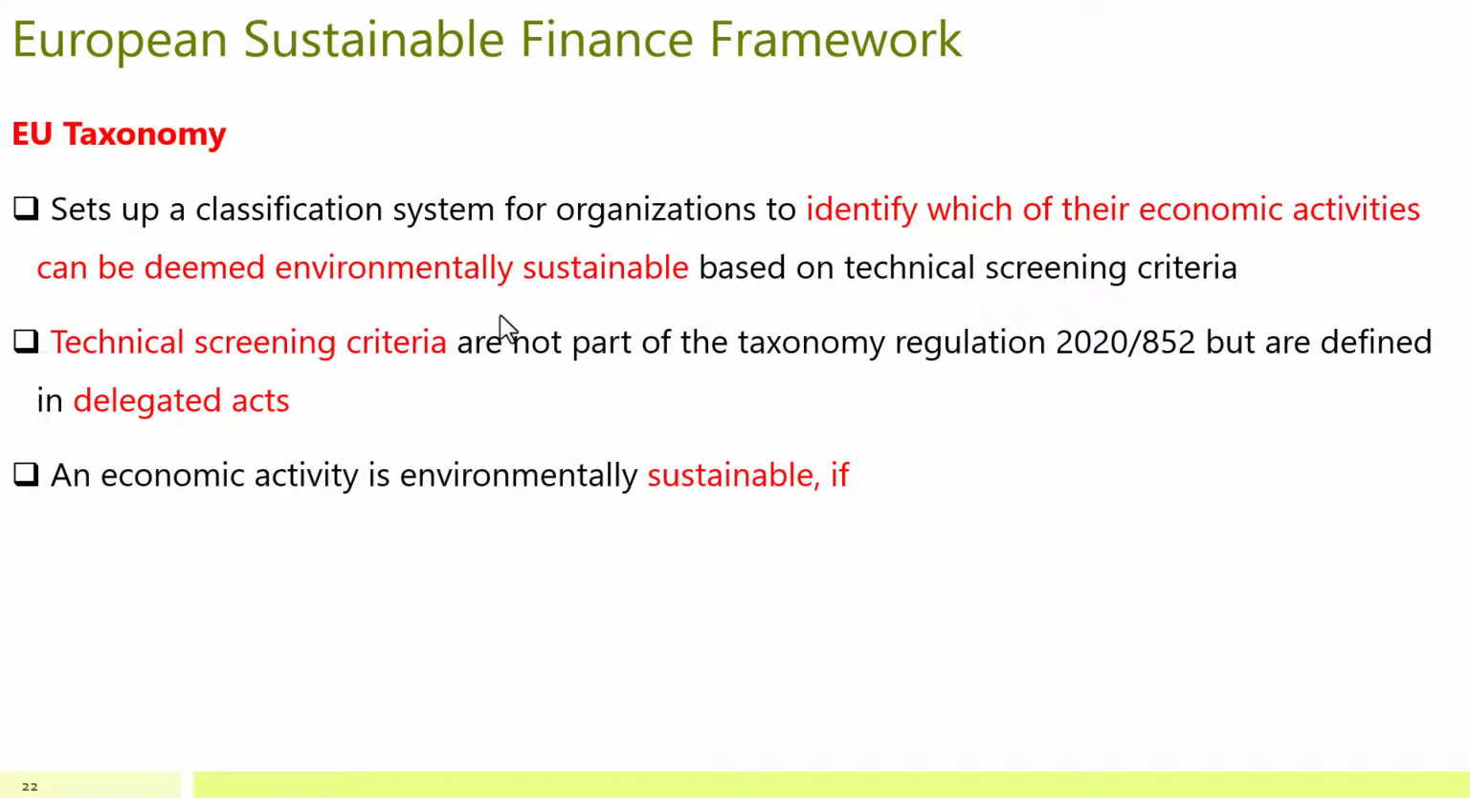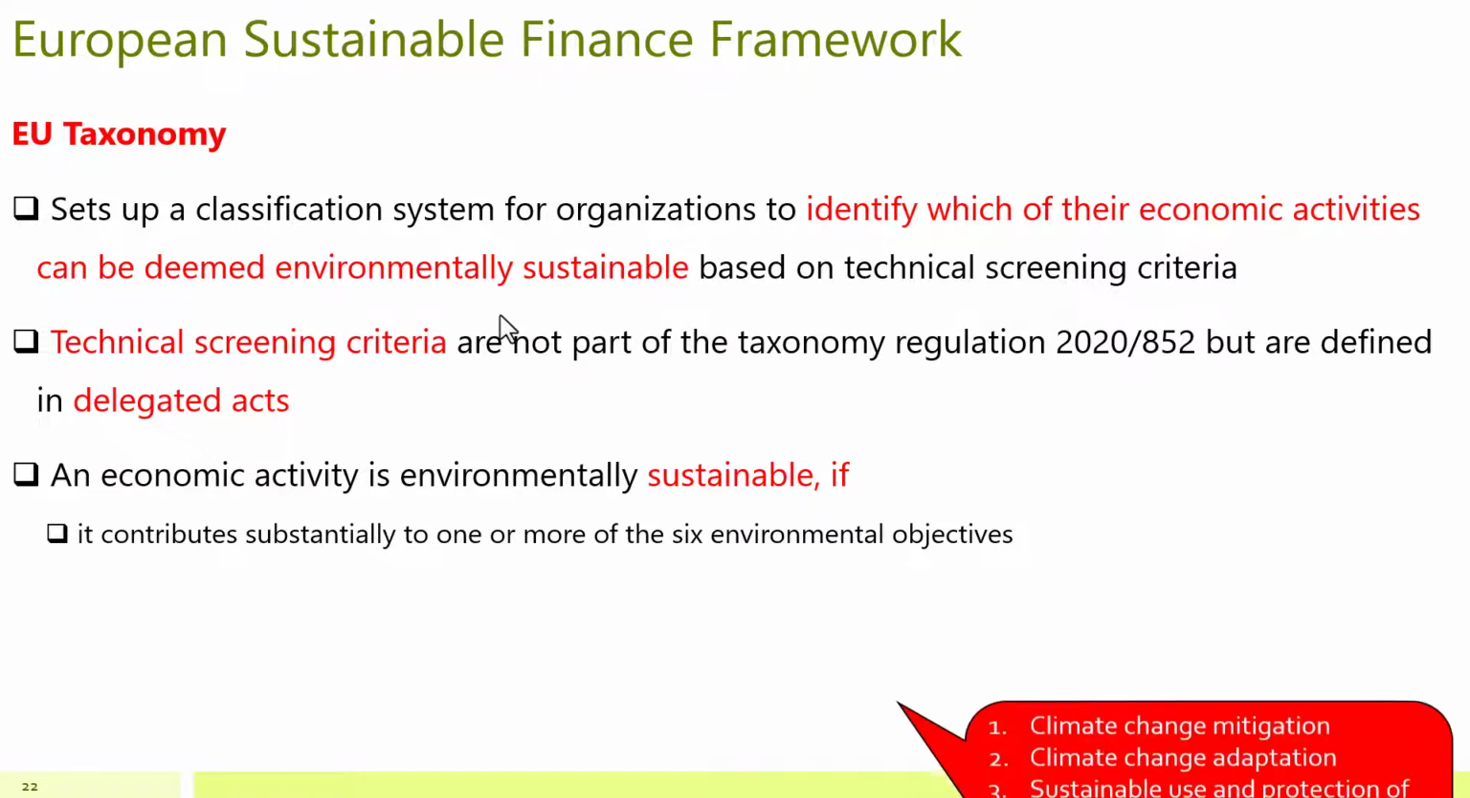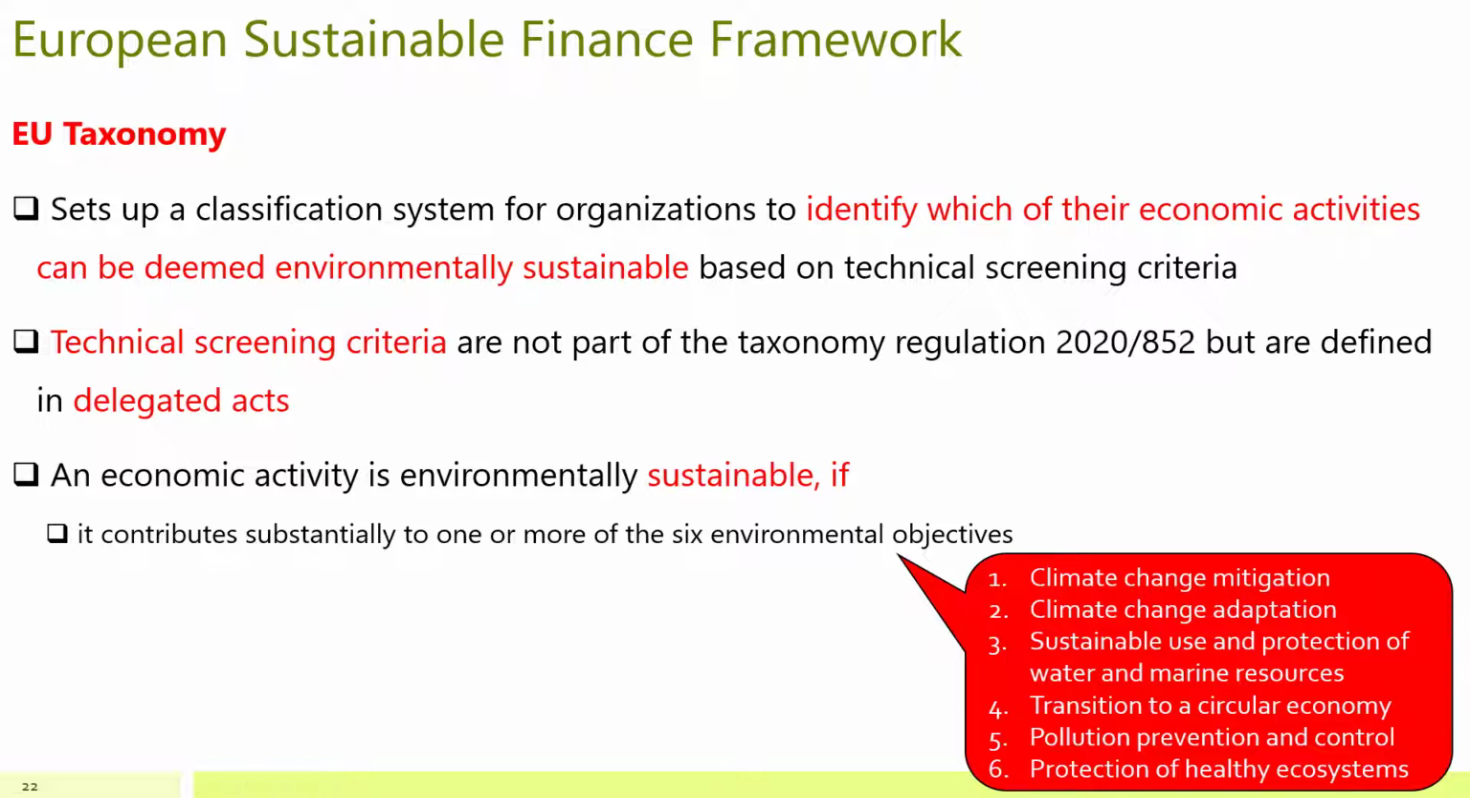And whether an activity is sustainable or not depends on three things. Number one, there must be a substantial contribution to one of the 6 environmental objectives. I listed them here. So climate change mitigation, adaptation, protection of water and marine resources, transition to a circular economy, pollution prevention, and protection of healthy ecosystems. So whatever you do in a company, to classify this activity as sustainable, it must have a significant positive effect on one of these 6.